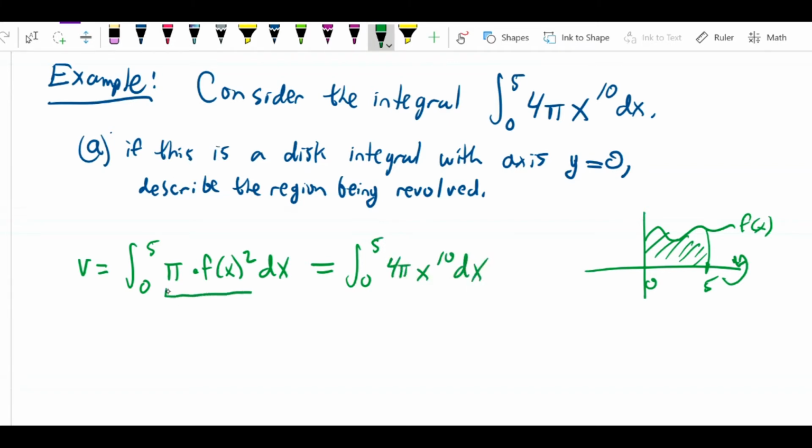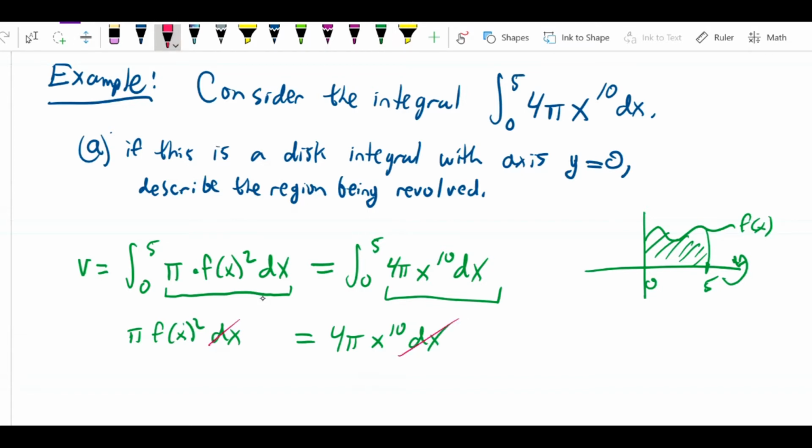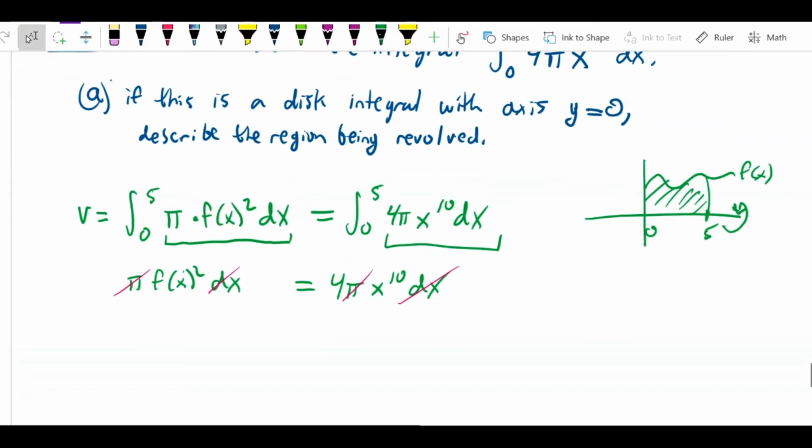That means that we can equate this and this, because we're integrating the same thing. These must be the same. So if pi f of x squared dx equals 4 pi x to the 10th dx, let's look at what we can cancel out. We can cancel out the dx's because they're the same on both sides. We can cancel out the pi's, and that's going to give us f of x squared equals 4x to the 10th, so f of x equals 2x to the 5th.